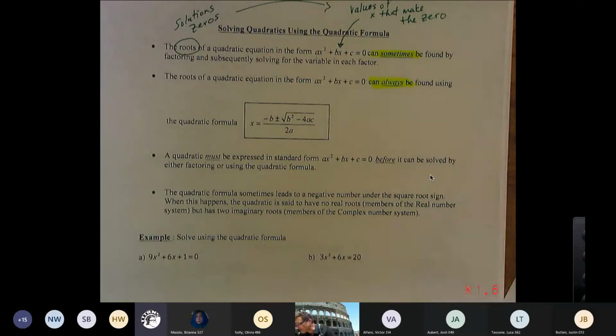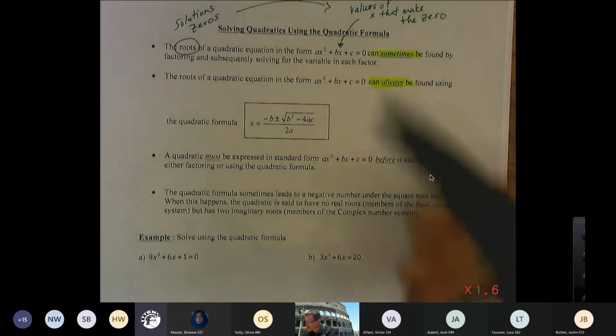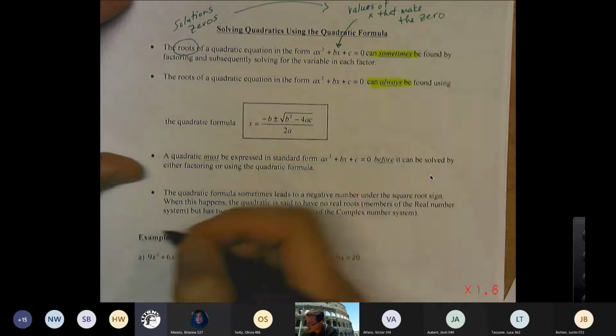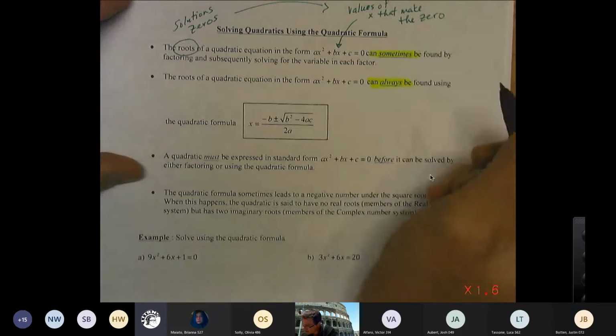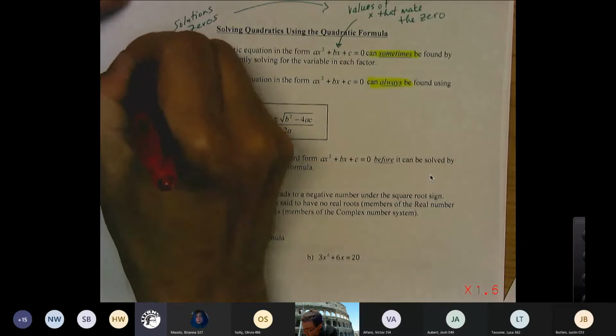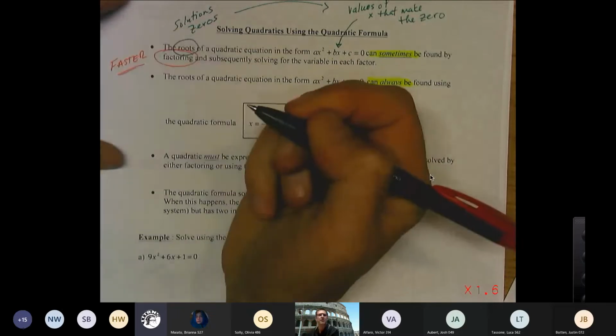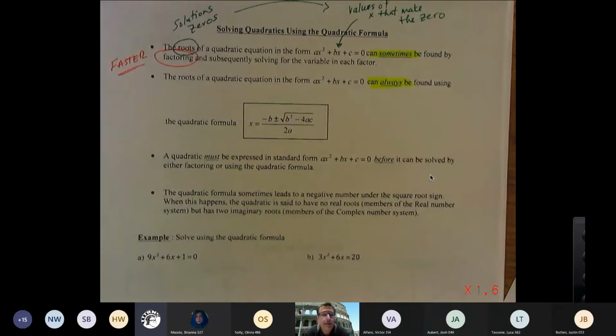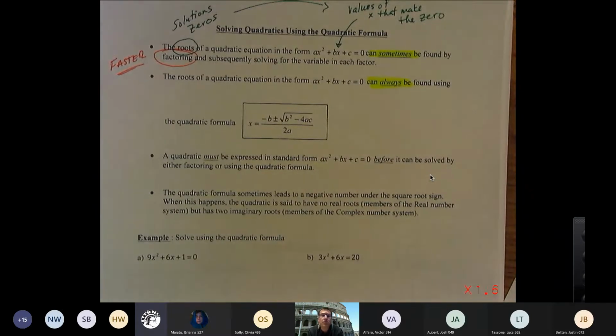But here's the trade-off. Factoring is faster than the formula. That's why we like to do it. So with factoring, we can get it done a lot quicker than having to use the formula. Now you need to memorize the formula. You will not be given a formula sheet or anything.